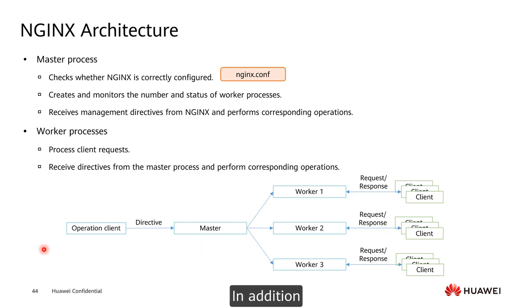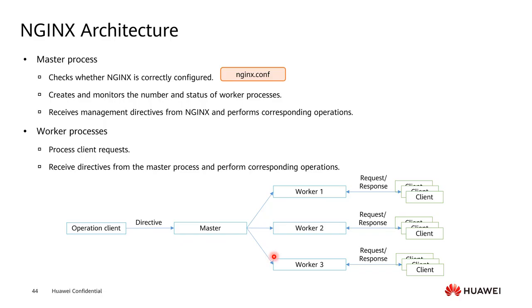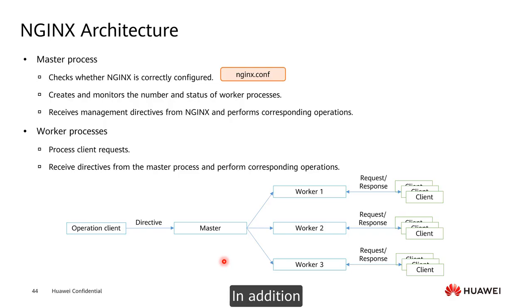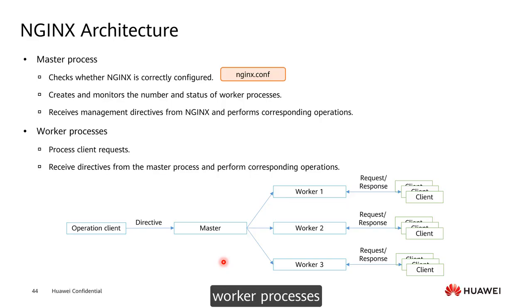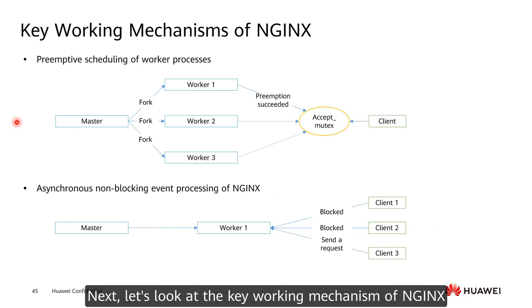In addition, when a worker process is faulty, the master process can take over and restart the worker process, ensuring high availability of the service. This design also allows Nginx to dynamically adjust the number of worker processes to meet different load requirements without reloading the configuration. Next, let's look at the key working mechanism of Nginx.